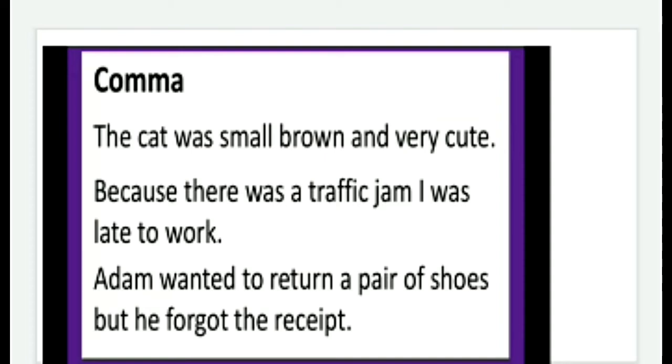Naveen, can you try this? "The cat was small, brown, and very cute." "Because there was a traffic jam, I was late to work." "Adam wanted to return a pair of shoes, but he forgot the receipt." So here, very good. The cat was small, and then a comma.